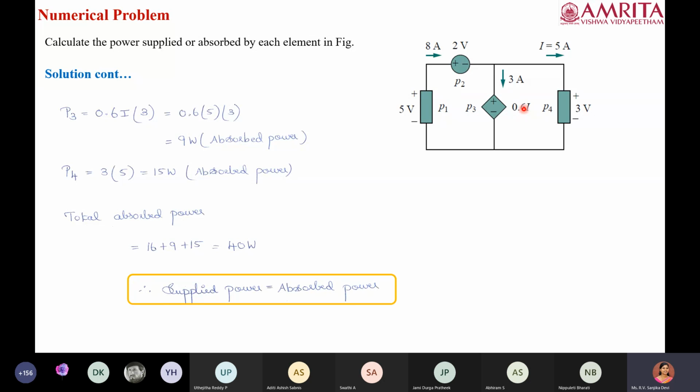Here it is a voltage source and the current is entering into the positive terminal. How do we compute the power? Power is the product of voltage and current. The voltage is 0.6 into I and the current is 3 ampere. 0.6 into I gives us the voltage, because it is a voltage source, and I is 5 ampere. So 0.6 times 5 gives you 3 volt. Then 3 volt and 3 ampere give us a total power of 9 watt. Thank you, ma'am.